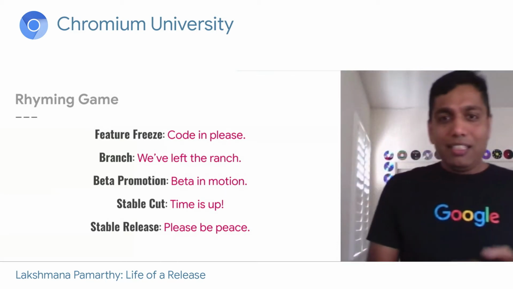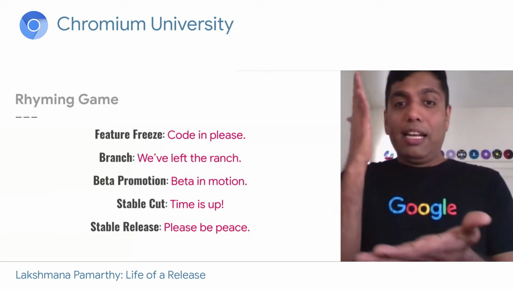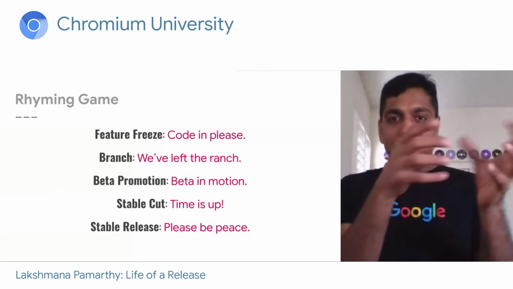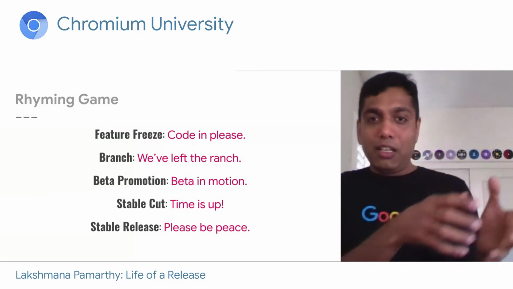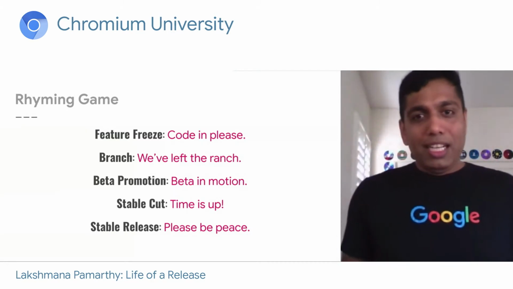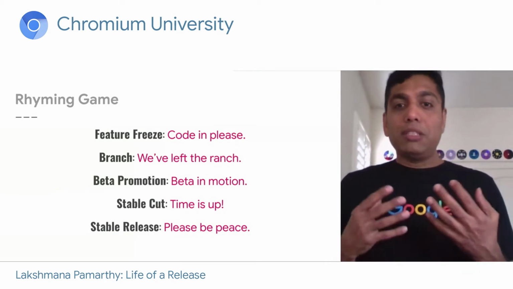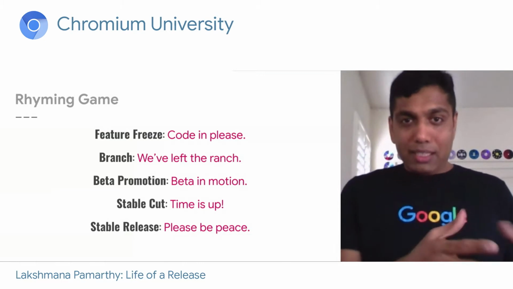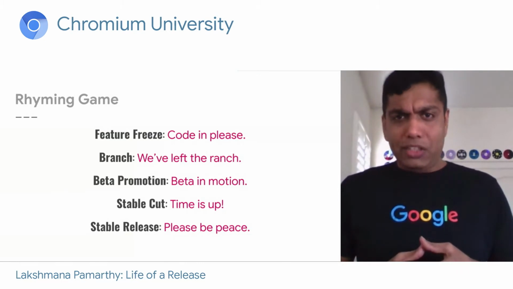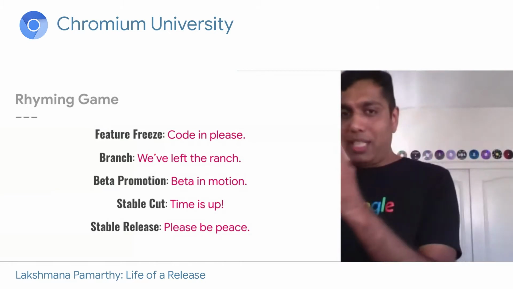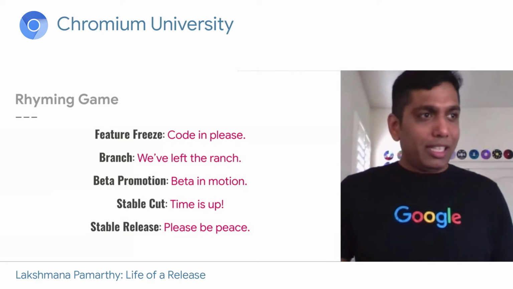After that, the cycle goes for a while, and then we reach what we call the branch point. That's where we say, okay, we're going to take a side tour, a detour, and take all those bits into a branch. That's when it gets more scrutinized. Any changes coming in will be more heavily scrutinized by the release managers. So we call that branch. Branch, we have left the ranch, because we are on our own road now. It's no longer in the ranch.